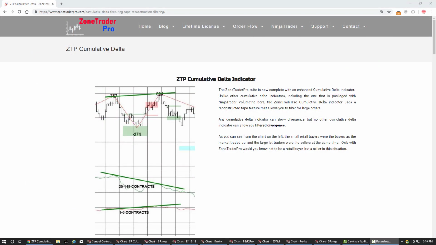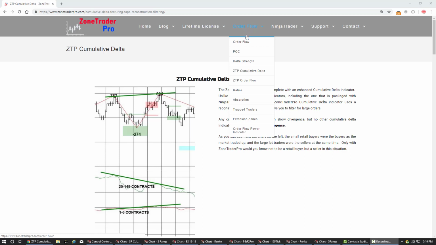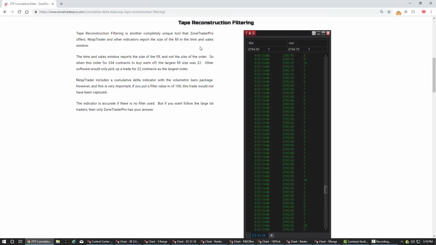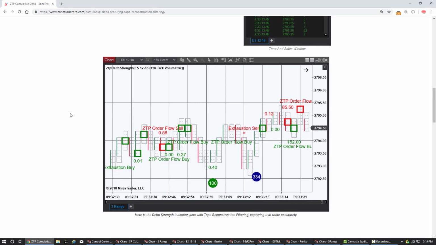A more detailed explanation of this can be found on the ZTP cumulative delta order flow page, which you can find under the order flow tab and then ZTP cumulative delta. In here I explain the entire theory behind tape reconstruction filtering and why it's necessary for the markets that we are trading and why it provides additional information that you're not going to have through any other source.